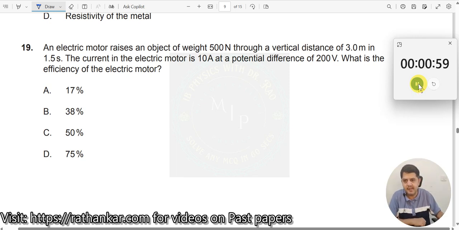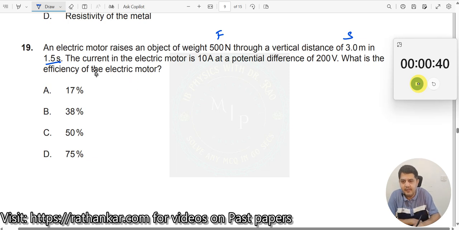Question number 19. An electric motor raises an object of weight 500 Newton. Force is given to a distance of 3 meters. Whenever force and displacement is given, what is that you need to find? Work done, right? Work done, energy, something is related to it. In 1.5 second, when this is also given, that means there should be something related to power also.